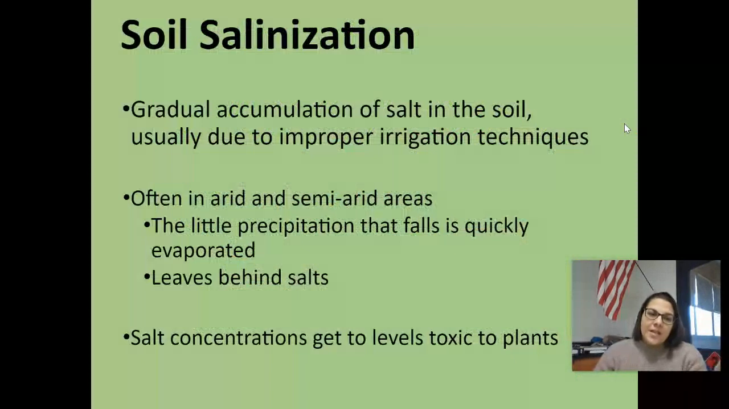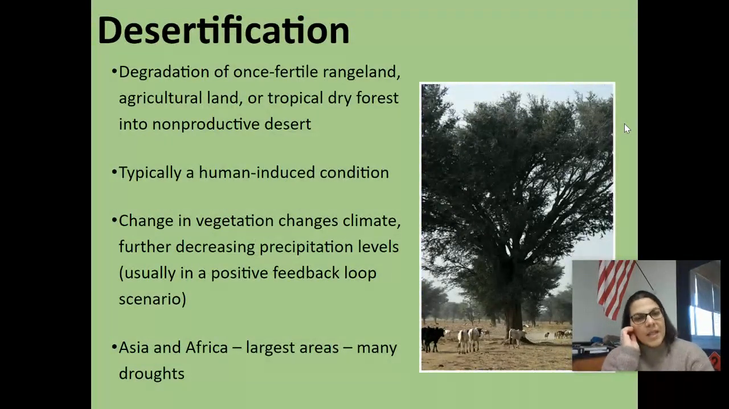So here's your soil salinization. This typically happens in arid and semi-arid areas where the small amount of precipitation that falls is quickly evaporated and leaves those salts behind. And then you have desertification. Desertification is exactly what it sounds like. The land becomes a desert.